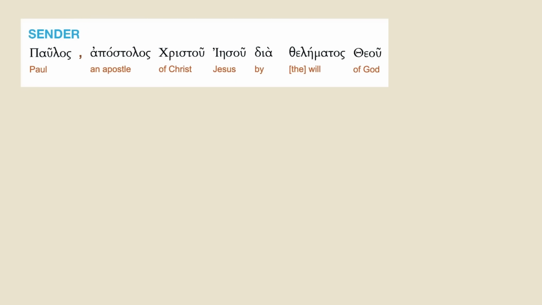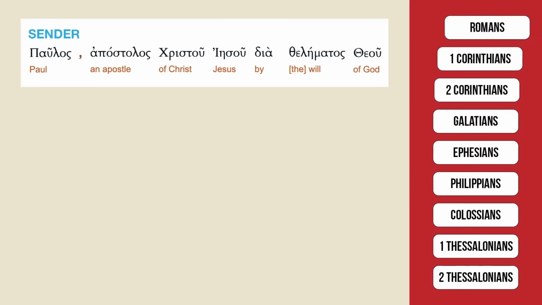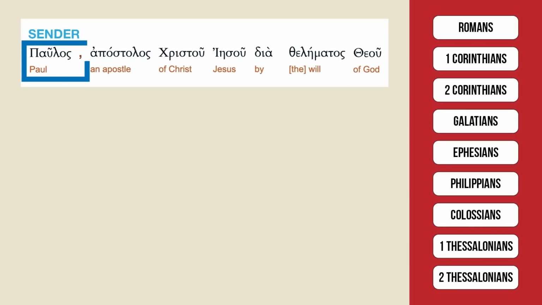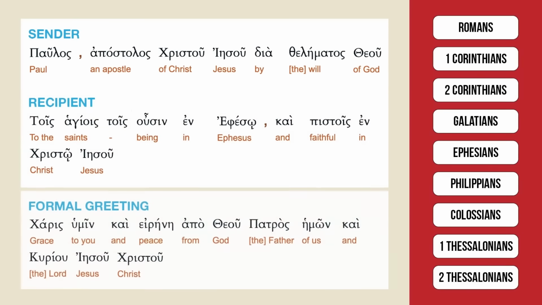So we're going to start with the 9 letters written by Paul to specific churches. All 9 of these letters start with the exact same word, Paul. Nowadays, when a person writes a letter, they usually start with Dear So-and-so. In other words, they start with the recipient's name. However, when it comes to the New Testament epistles, we get the opposite. The letters always start with the sender's name first, then the recipient, and then usually some kind of personal greeting.